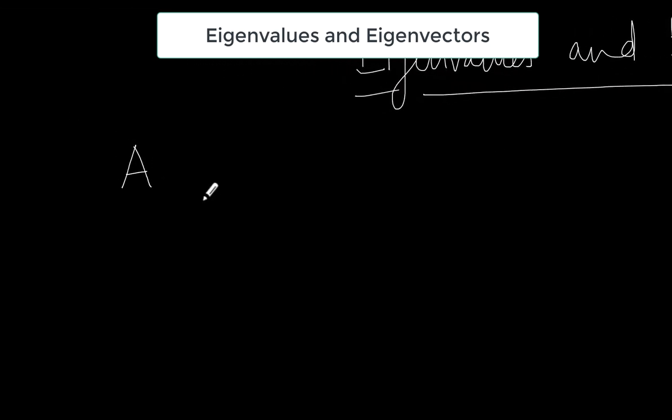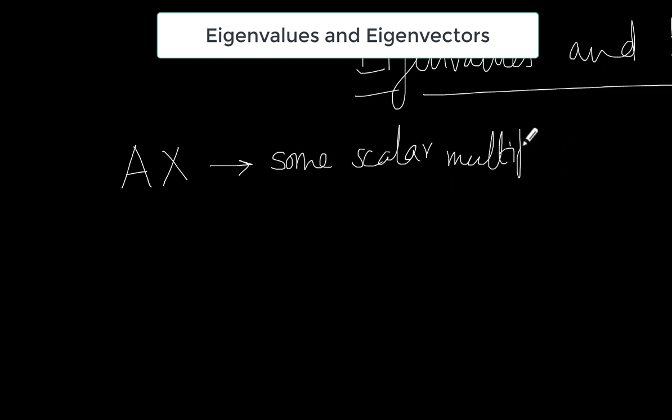So let us start with the definition of eigenvalue. Suppose we have a square matrix A, then a non-zero vector x is said to be an eigenvector of A if Ax is some scalar multiple of x. It means if you can write Ax is equal to lambda x, then this lambda is said to be an eigenvalue of A, and x is said to be the corresponding eigenvector.